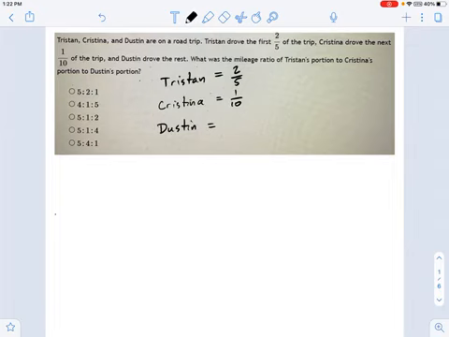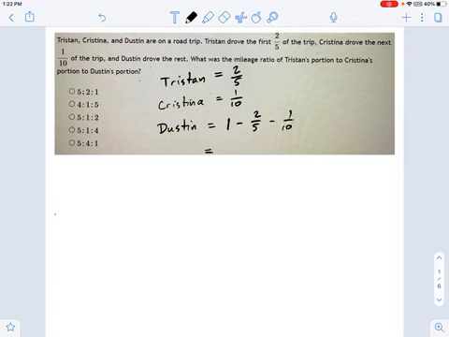But just pretend the trip was 1 mile. All right, it's a 1 mile long trip, and they traded several times during that mile. It's going to make the fractions easier. So if Tristan drove 2/5, Christina drove 1/10, Dustin drove the rest, well, the rest is just the 1 mile minus Tristan's portion minus Christina's portion.